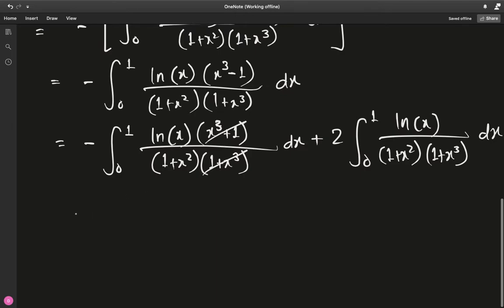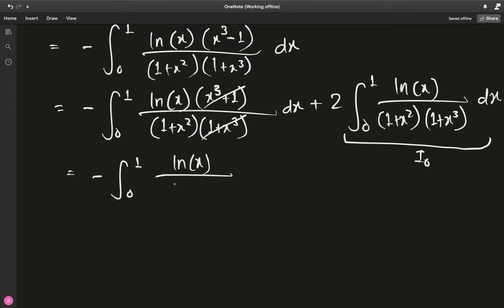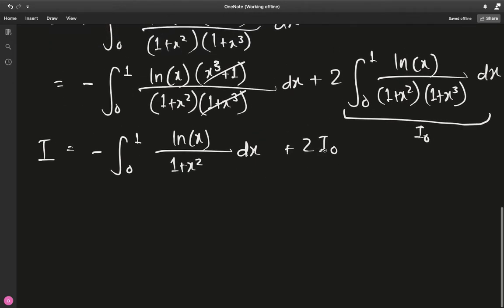Best part, these cancel out, so we just have, call this part I naught, and write this as it is. So we have minus integral from 0 to 1 of natural log of x over 1 plus x squared dx. Fair enough. And we have a 2 I naught like this. That's the general equation for I. And now what I'm going to do is I'm going to actually express I naught on a fresh page. See you there.